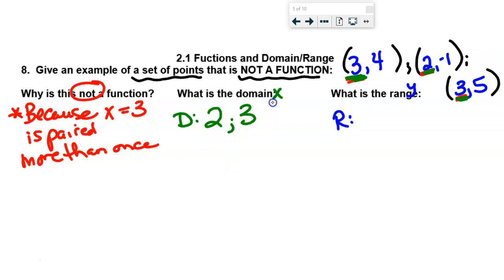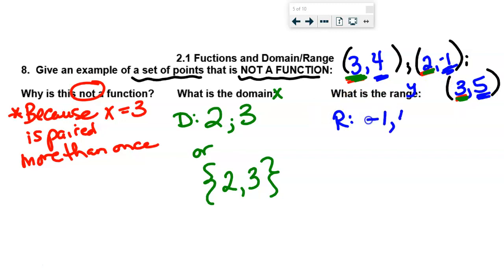Don't put interval brackets or anything. That would be wrong. The only thing you could do is use these fancy set brackets. But don't put parentheses or regular square brackets. That would mean something totally different. The range would be all your y values. So 4 and -1 and 5. And you can write these in any order you want. I'm just going to write them in numerical order.